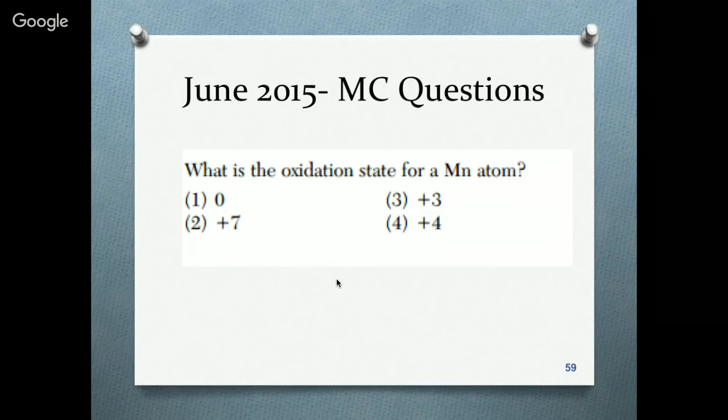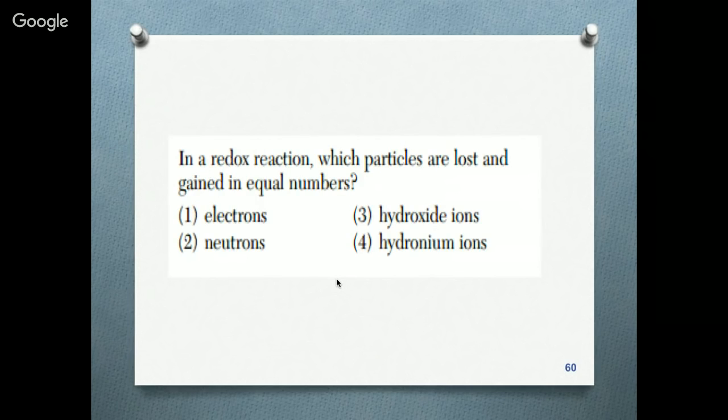June 2015 multiple choice asks, what's the oxidation state for an Mn atom? When they say Mn atoms have no charge, so you're going to pick a 0. In a redox reaction, which particles are lost and gained in equal numbers? Redox, reduction, oxidation. Lose electrons, oxidation. Gain electrons, reduction. So the particles lost are electrons.